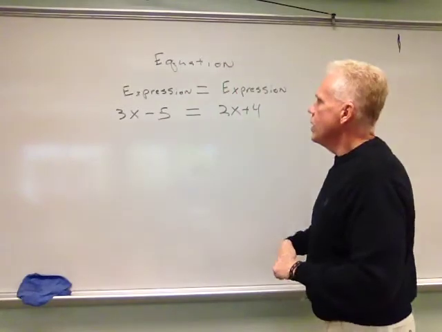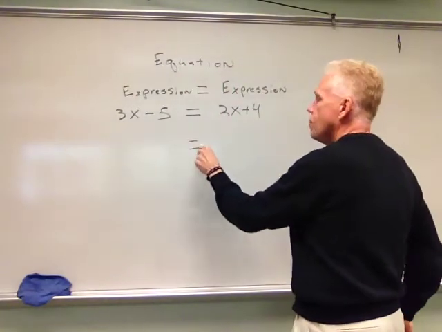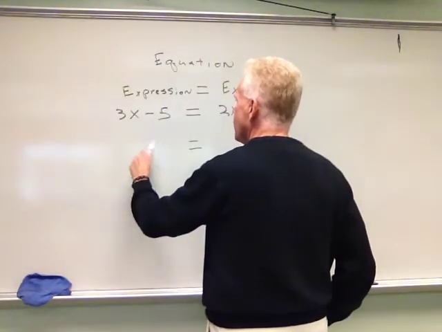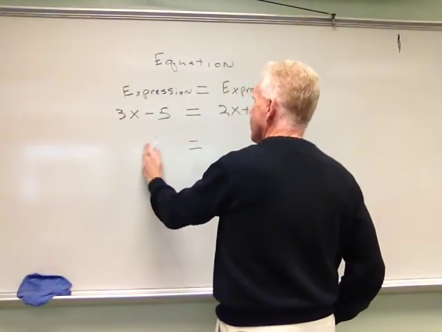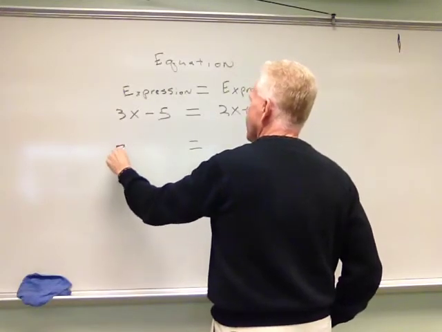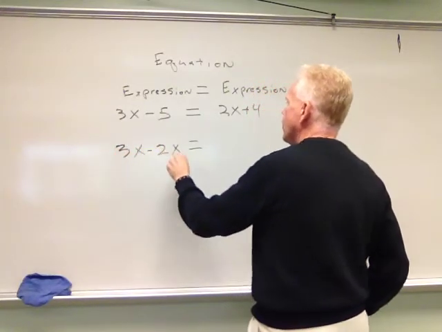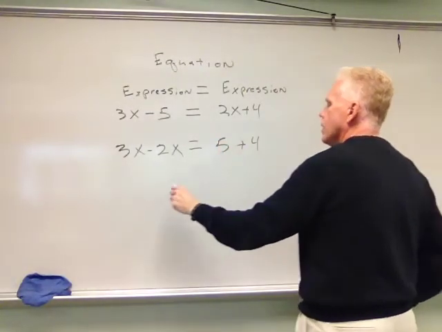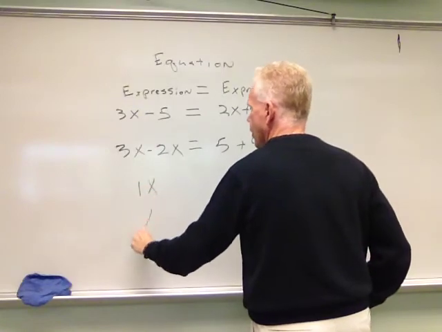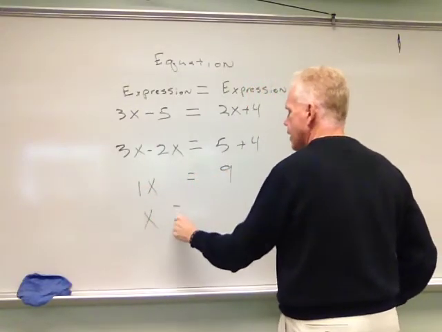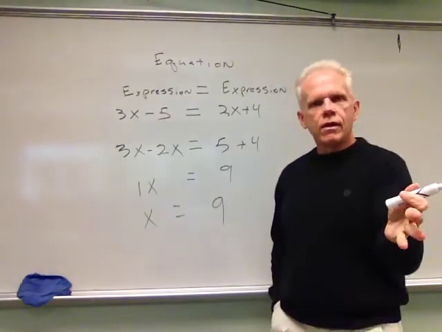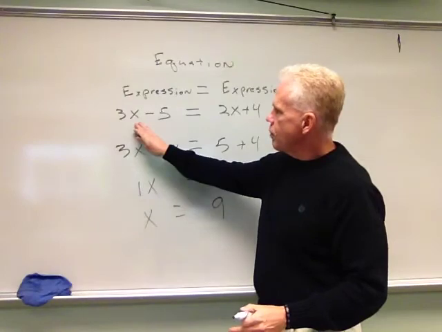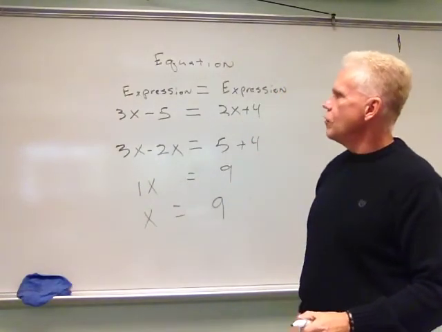So if I want to know what number will make this work, I'm going to do some magic. It's called transposing, a little magic transposing. And I'm going to get 3x minus 2x, and over here I'm going to get 5 plus 4, and that's just going to be 1x or x, and that's going to be 9. So the truth is, 9 is the number that would make this expression actually equal this expression, and so the whole thing would be true.